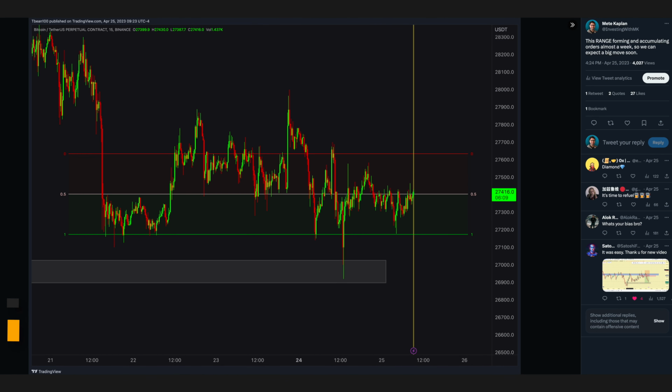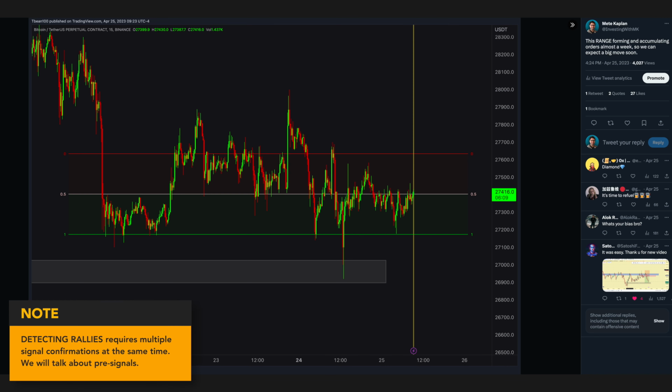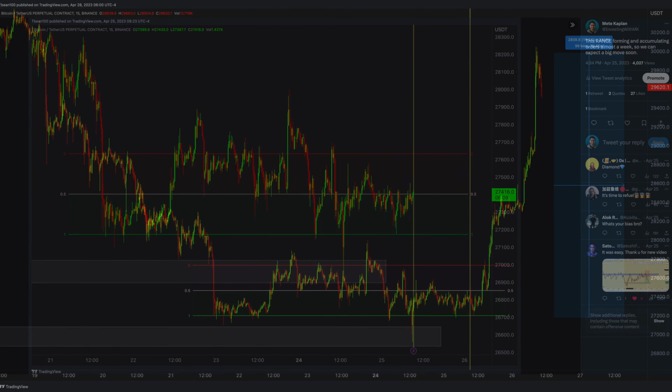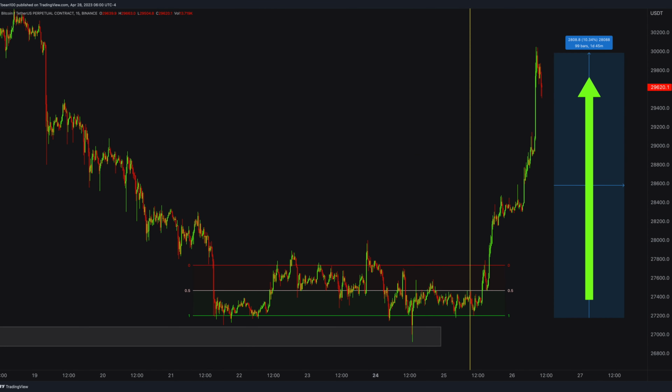Okay people, let's talk about rallies. If you remember, I posted a tweet on the 25th of April and talked about a very big move, a rally coming soon. I was watching three significant signs before this prediction. This gray box is part of it. We will talk about it all. On the 26th of April, a magnificent rally came into play and I took the trade.